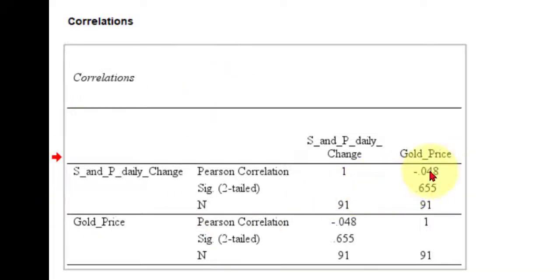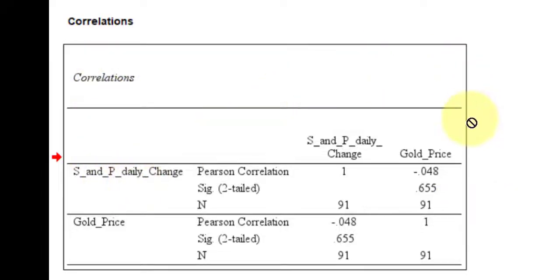And there is the correlation, negative 0.048. So what that means is when the S&P goes up, the price of gold goes down, and vice versa. When gold goes up, S&P goes down. And they are historically inversely proportional. Rule of thumb is when the stock market starts going down, you should invest in precious metals.